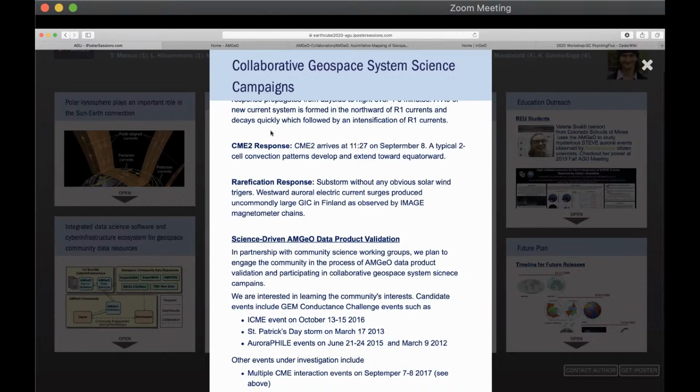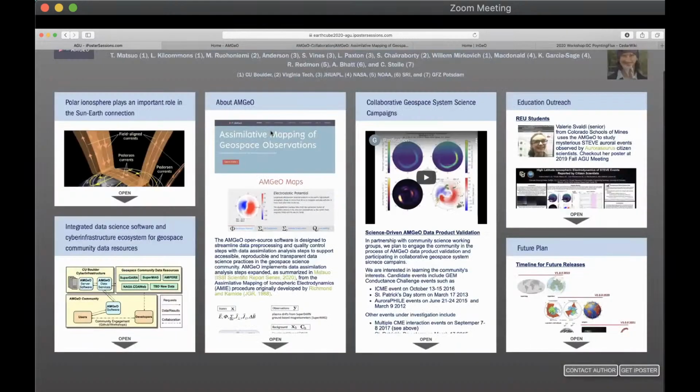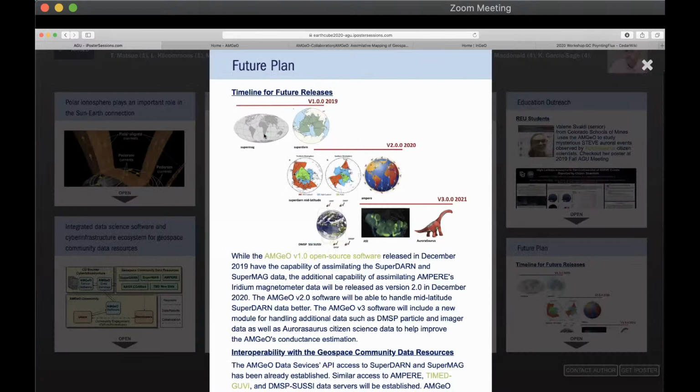As I mentioned, version 1 has been released, and it has the capability to assimilate ground-based magnetometer data served through SuperMAG, and also line-of-sight plasma drift measurements coming from SuperDARN. In December of this year, we are working very hard to make the capability for AMGeO to talk directly with the AMPERE data server.